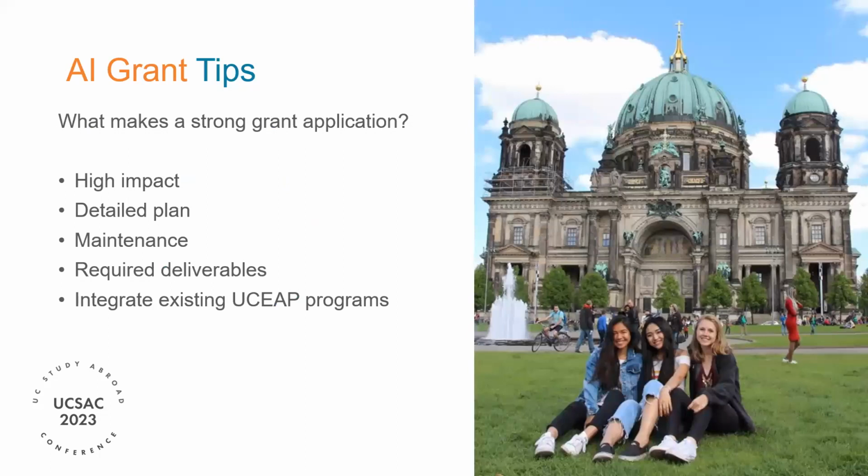Next, I want to share a few tips to strengthen your AI grant application. So the first one is we give priority to applications that show they will have a high impact on UC students. This can be accomplished through adding deliverables beyond the grant requirements or by showing that a large number of undergraduates will be impacted by the grant. We encourage smaller departments to work together on submitting proposals to strengthen their impact, but please know that smaller departments are not excluded from receiving a grant.